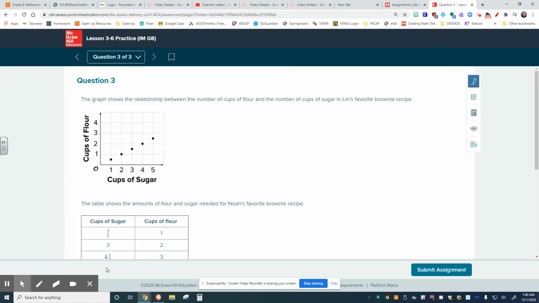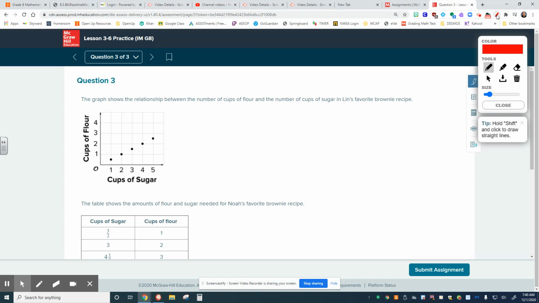The graph shows the relationship between the number of cups of flour and the number of cups of sugar in Lynn's favorite brownie recipe. I think it's important to note when we look at our graph, what we're looking at, cups of sugar is the X.